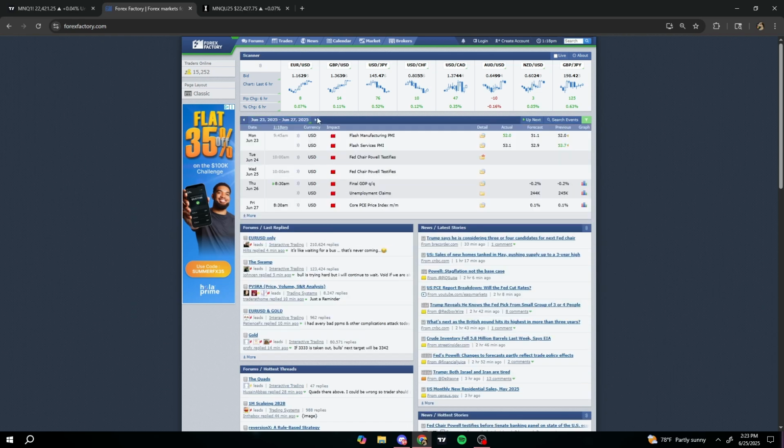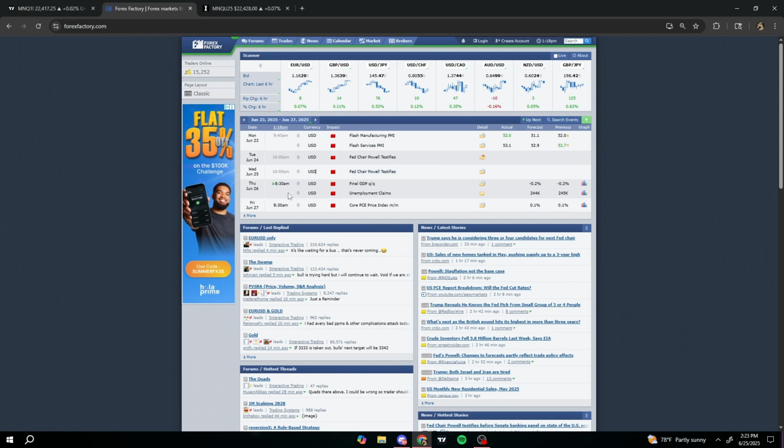So here, we want to be waiting for the red folder to release. You wait 5, 10, 15 minutes after, and then you want to be looking for trades after these red folders. You don't want to be trading before. So if there's a Fed chairman speaking at 10 a.m., you don't want to be trading before 10. You want to be trading after like 10:15, 10:20.